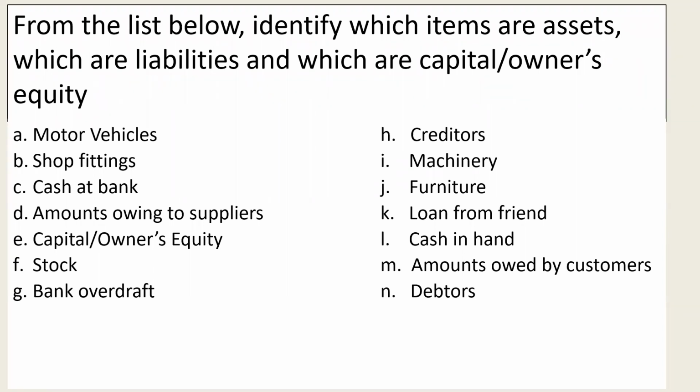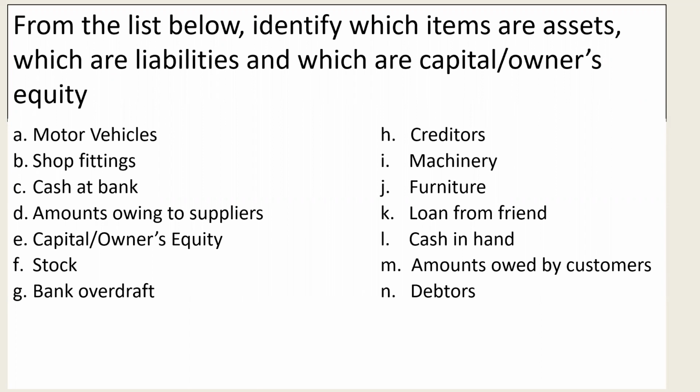K, loan from a friend. It depends on how long the friend is going to lend you the loan for. If the friend is going to lend you the loan for 1 year, it's a current liability. If the friend wants to be lenient with you and say, look, listen, you can pay back the loan in 5 years, it's a long-term liability. So it depends on how long the friend is going to be lending you the loan for. If it's for 1 year, it's a current liability. If it's beyond a year, it is a long-term liability.